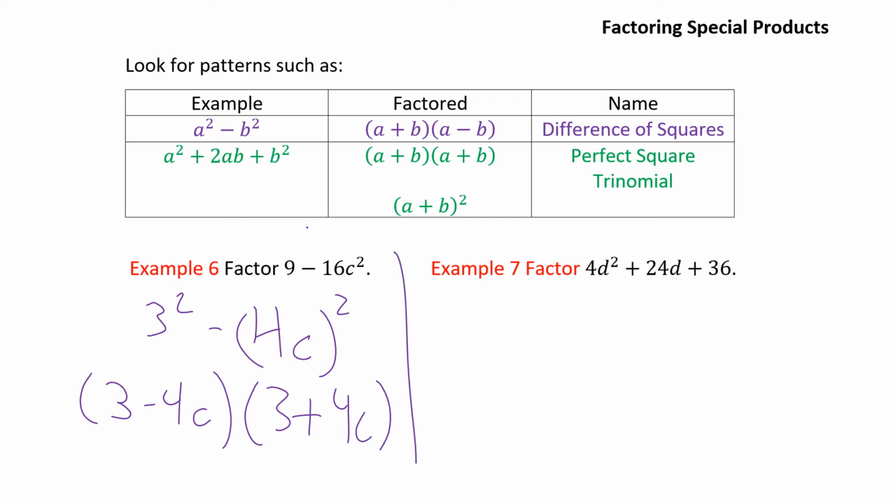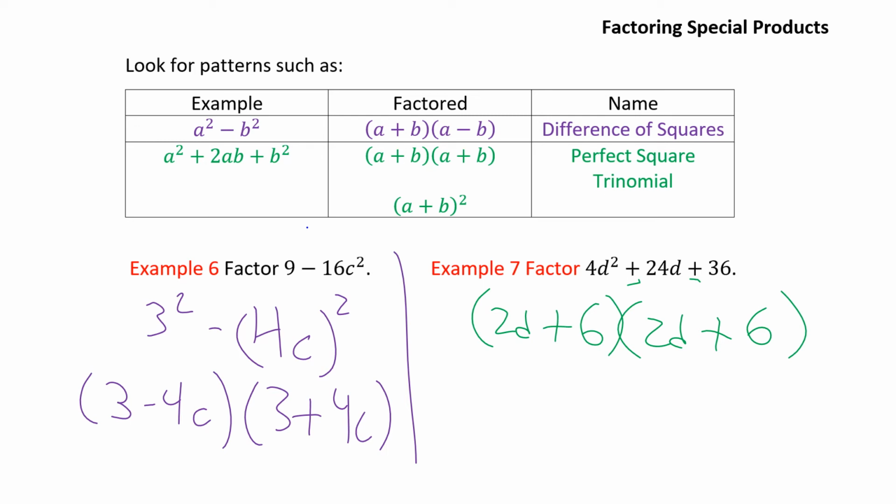For example 7, I'd like to look at it two different ways. First, I'm going to take two sets of parentheses and say, let's go with this. What's going to multiply times itself to give us 4d squared? 2d and 2d. What's going to multiply to give us 36, meaning by itself? 6 and 6. We want to multiply to get a positive, so our signs should be the same. We want to add to get a positive, so both of these signs should be plus signs.